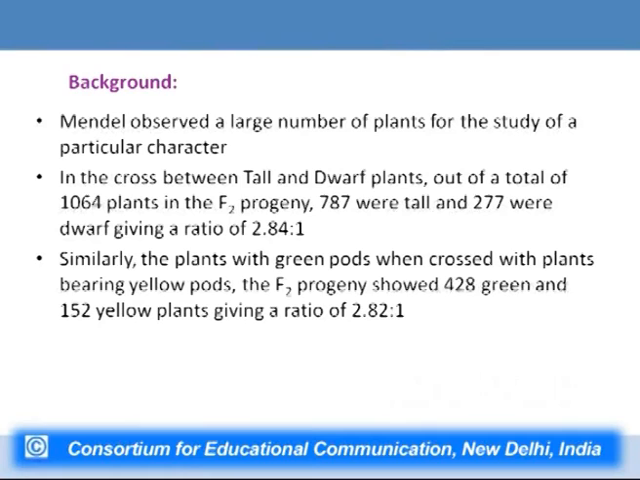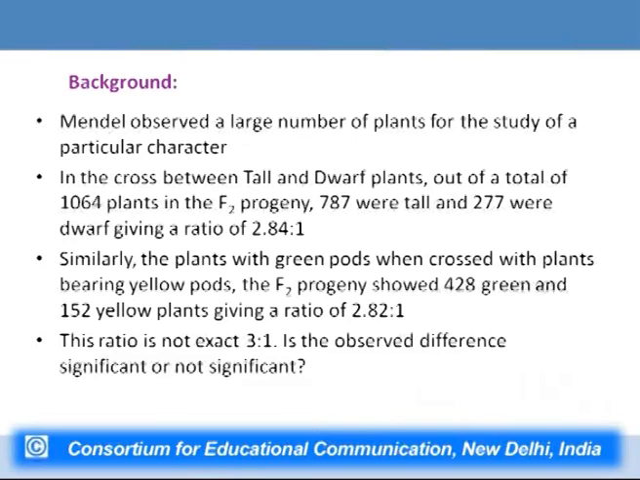In the cross between his tall and dwarf plants, out of a total of 1064 plants in the F2 progeny, 787 were tall and 277 were dwarf, giving a ratio of 2.84:1. Similarly, when plants with green pods were crossed with plants bearing yellow pods, the F2 progeny showed 428 green and 152 yellow plants, giving a ratio of 2.82:1. So, these results show that the ratio which he obtained was not exactly 3:1.